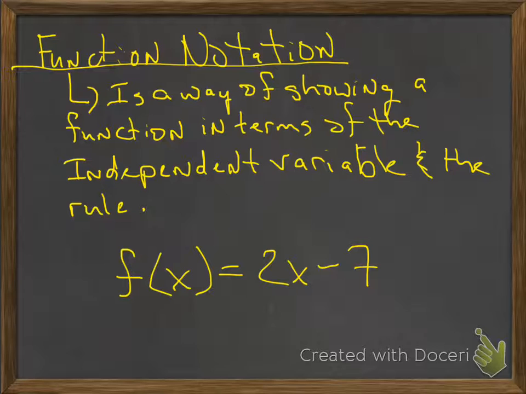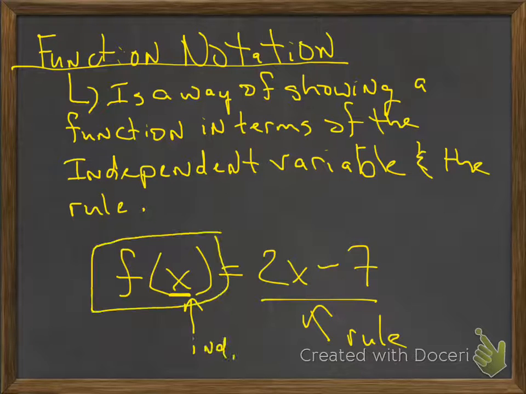Anyways. So here you have what is called function notation. Notice, f means function. A function of x, in terms of x, so they're identifying the independent variable, is equal to 2 times x minus 7. So here's my rule. What a rule means is the equation, what we use to evaluate.